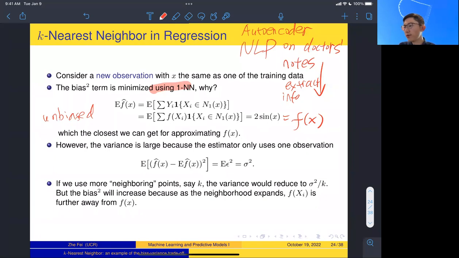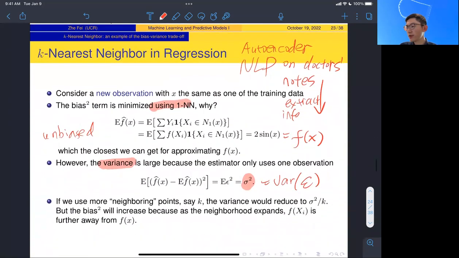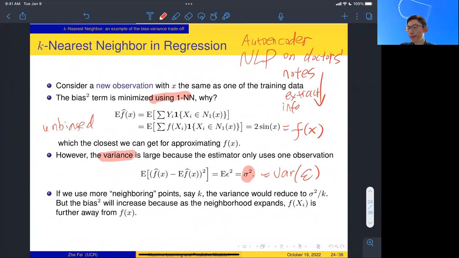However, if we calculate the variance, the variance is large because the estimator only uses one observation at a time. So if we calculate the variance, we get the variance equal to sigma squared, which is the variance of the error term epsilon that we assume here. So the takeaway here is that 1 nearest neighbor gives unbiased estimates, but with a large variance.